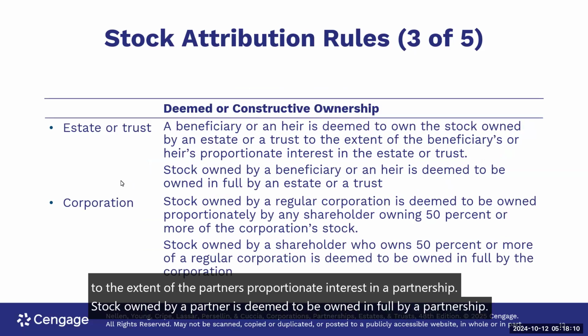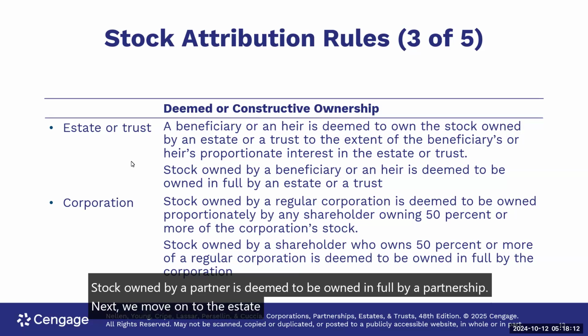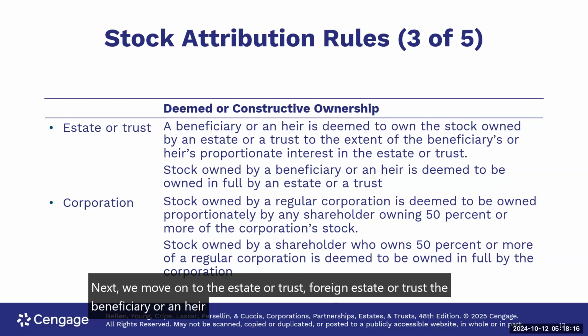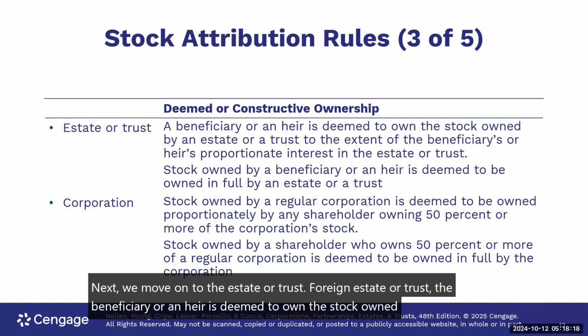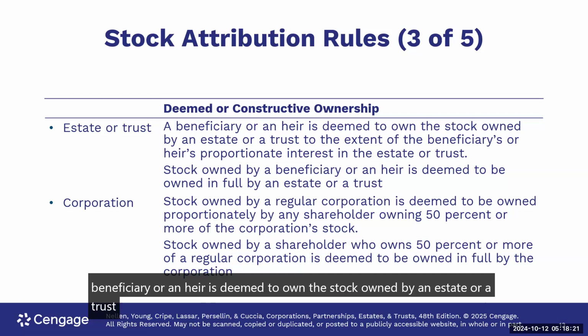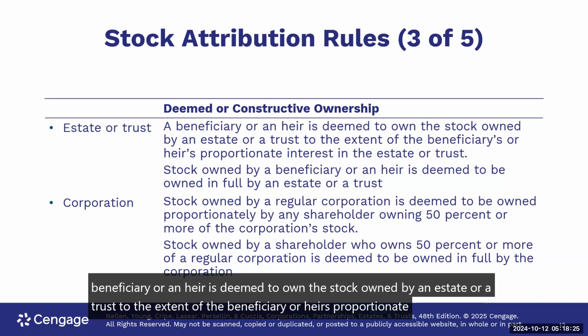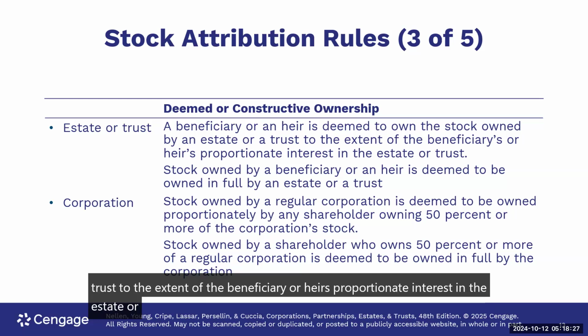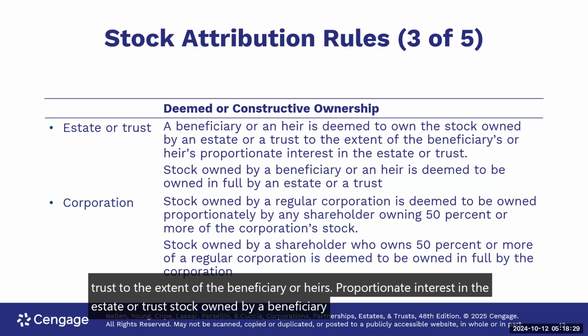Next, we move on to the estate or trust. For an estate or trust, the beneficiary or an heir is deemed to own the stock owned by an estate or a trust to the extent of the beneficiary or heir's proportionate interest in the estate or trust. Stock owned by a beneficiary or an heir is deemed to be owned in full by an estate or a trust.